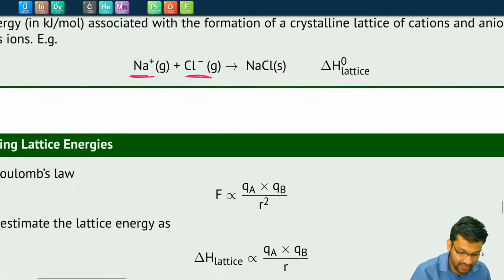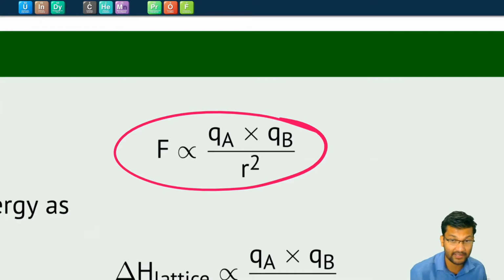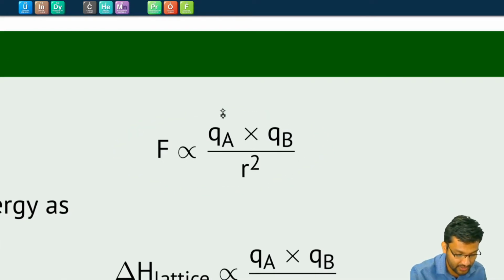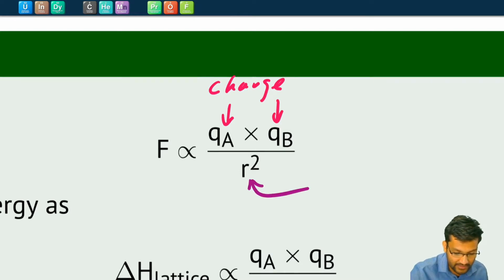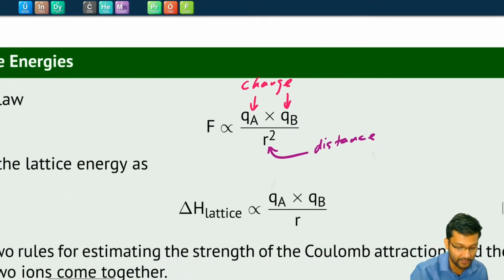The force between them can be calculated using Coulomb's law, where the Q's are the different charges. One is a positive charge, one is a negative charge, so the force is going to end up being negative, which means it's attractive. Whereas on the bottom, the r squared is just the distance between the two ions, or the bond distance, if you will.